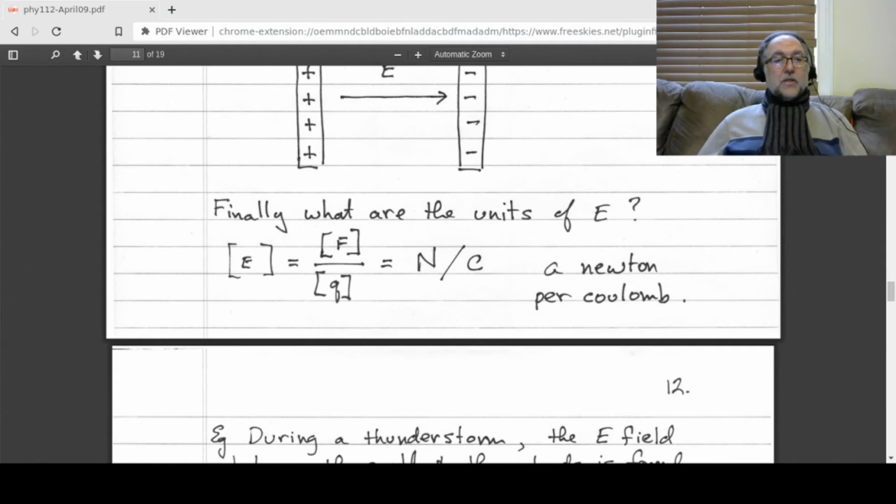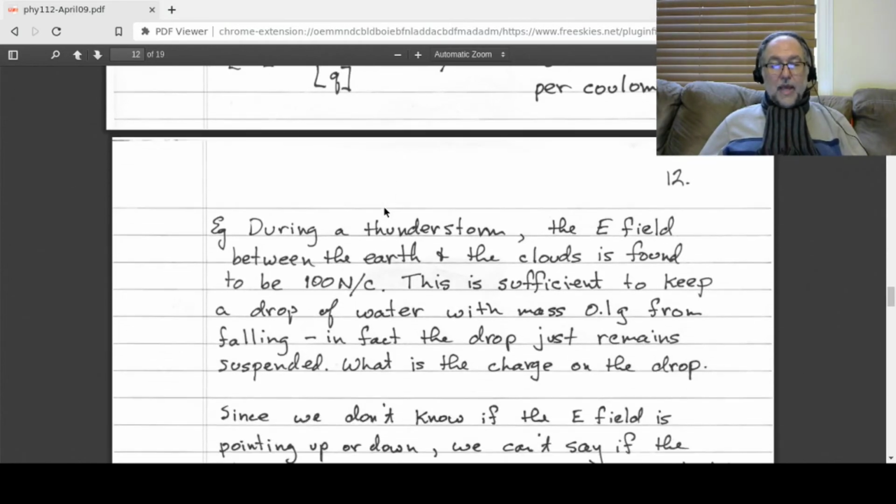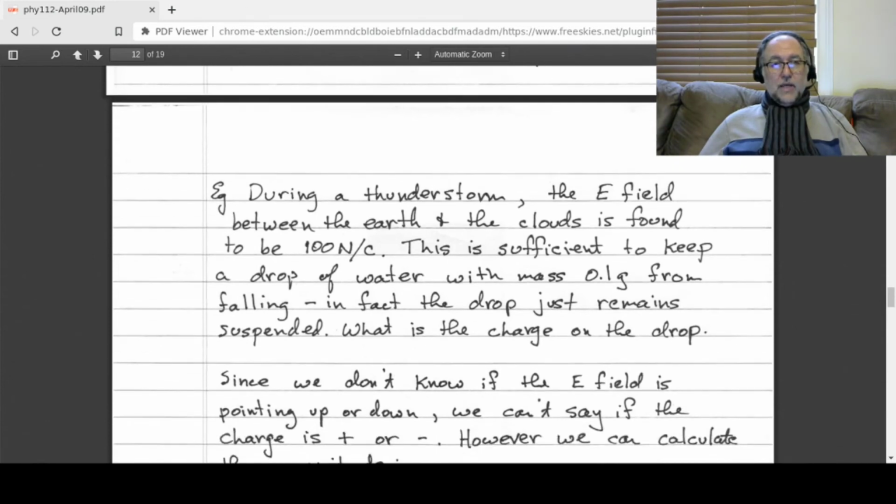Okay, all right, so let's do a problem. And this problem was actually inspired by what's known as the Millikan oil drop experiment. That was the experiment that Millikan did about 100 years ago, to actually determine how big the charge of an electron was.